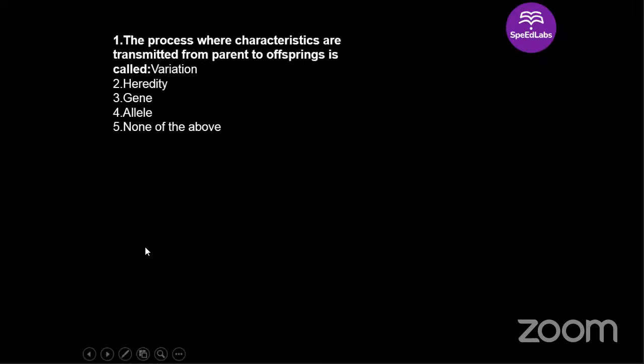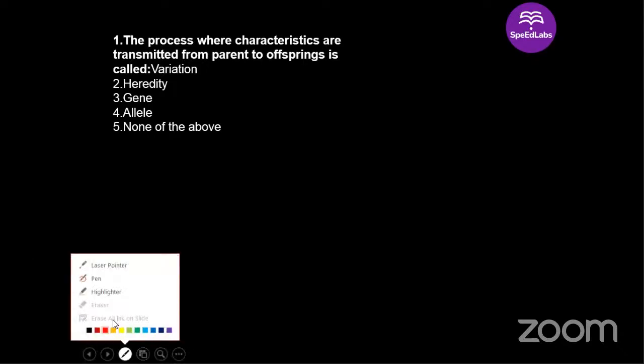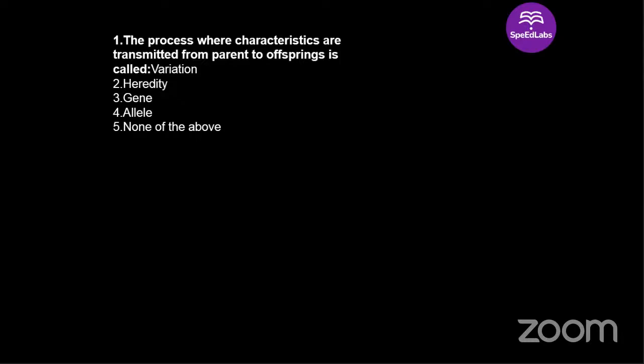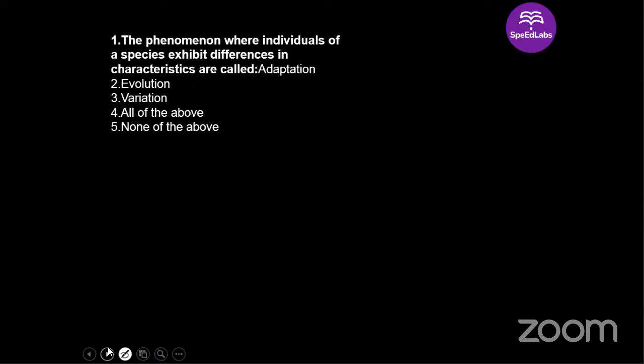Question: the process where characteristics are transmitted from parents to the offspring is called as? So what is this process called as? Heredity. Easy, right? This process of transmission of characteristics from parents to the offsprings is called as heredity. Good. All right, moving on to the next question.